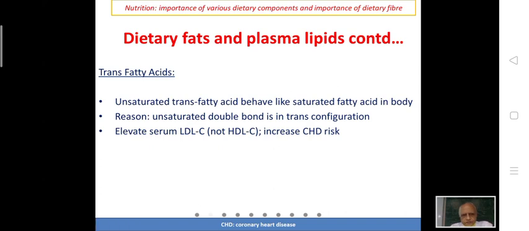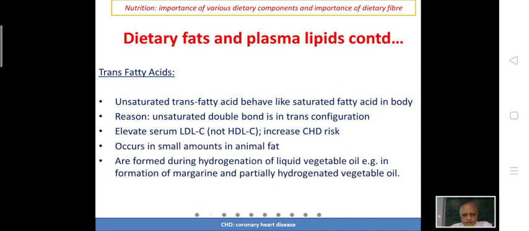Trans fatty acids are also harmful in terms of raising the serum LDL cholesterol level, but they don't affect or influence the high density lipoprotein cholesterol level. They increase coronary heart disease risk, and for that reason, trans fatty acids are not recommended, not useful. These trans fatty acids are found in small amounts in animal fat.